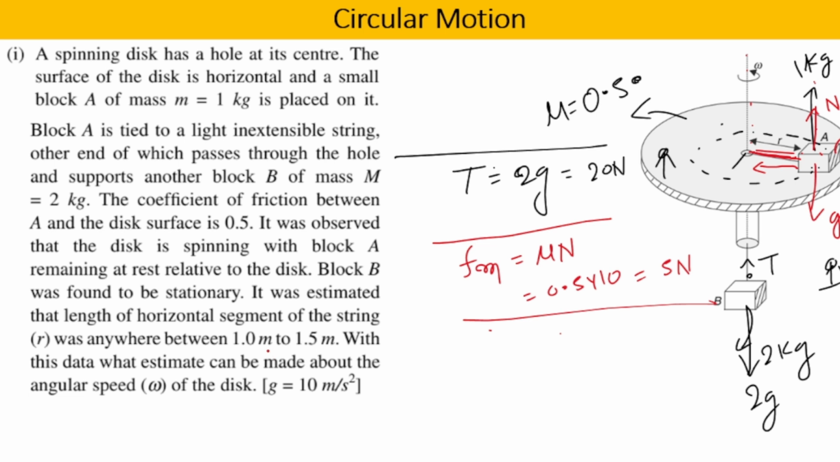Done. So what is the meaning of this? R is varying from 1 meter to 1.5 meter means you are experimenting with this particular thing with different lengths of a string. So maybe the first time you have used 1.2 meter of a string, another time you are using 1.3 meter of a string. Done it. So it has to do with that. With this data, what estimate can be made about the angular speed of the disk? Angular speed of disk का क्या estimate निकाल सकते हो?